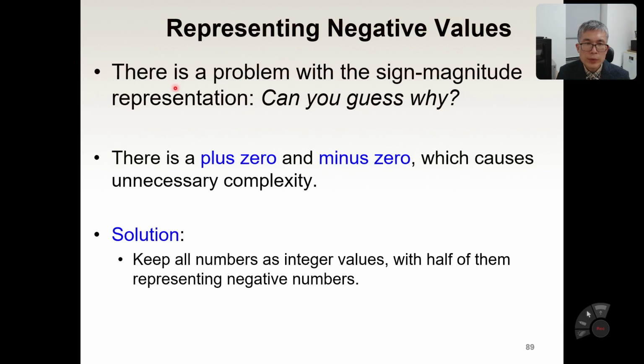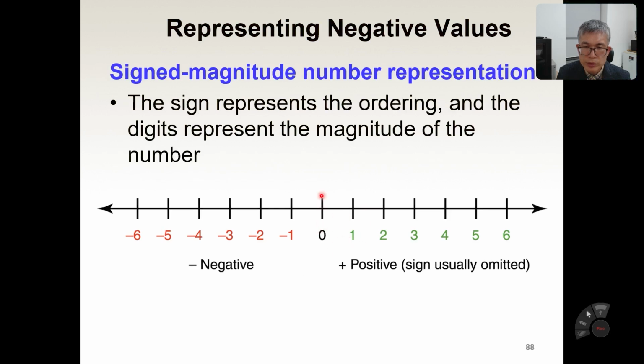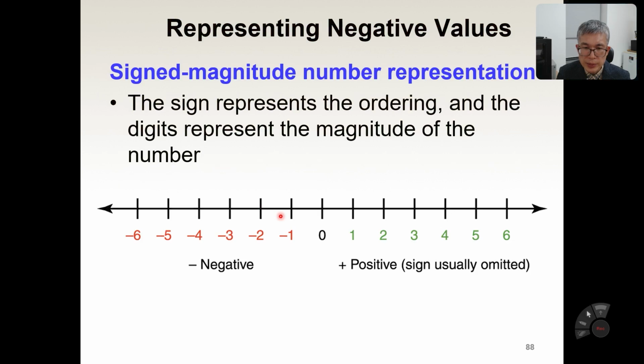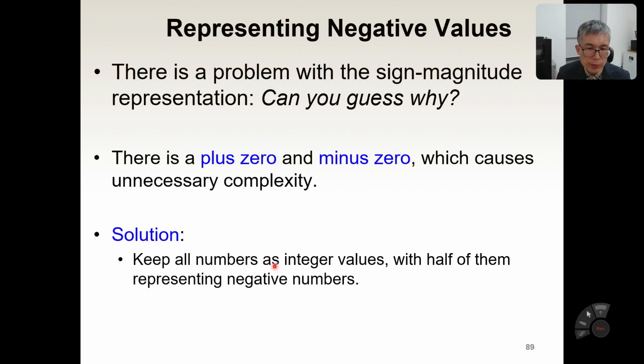However, there is a problem with the sign-magnitude representation described previously. Can you guess why? The problem is there is a plus 0 and a minus 0 here, which causes unnecessary complexity. So remove this one; we don't use a sign bit. The solution is to keep all numbers as integer values, binary 0 and 1 integer values, with half of them representing negative numbers.